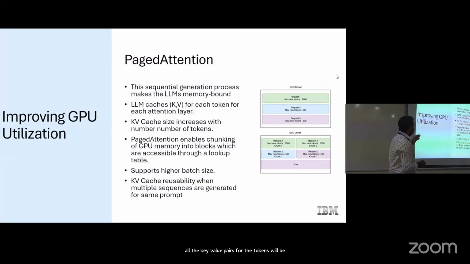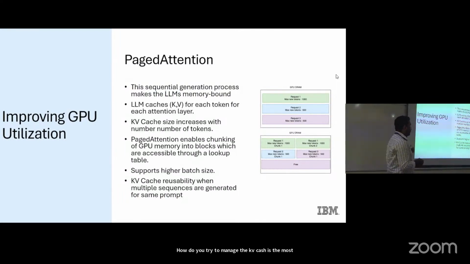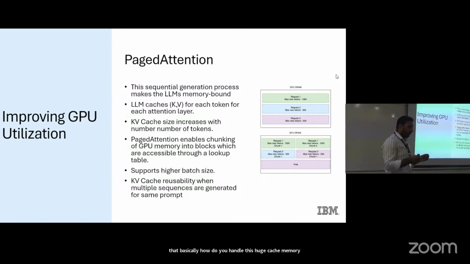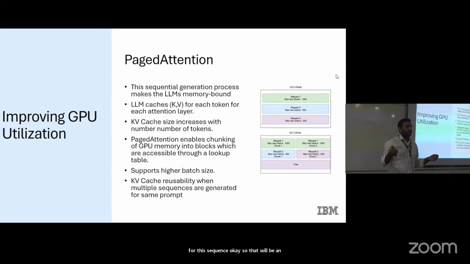And how do you manage the KV cache? It is the most challenging problem in LLM inferencing. Basically, how do you handle this huge cache memory? In older systems, if you want to fit a sequence into the GPU, you want to store the input tokens, whatever request the user sends in, and all the output tokens to be generated. The user will also specify that I only want to generate 100 tokens for this sequence. Okay, so that will be another boundary.